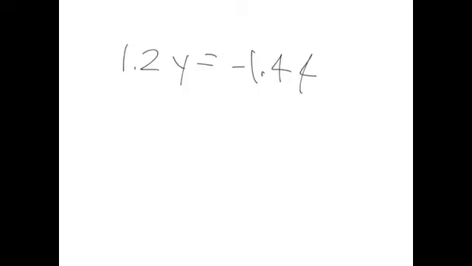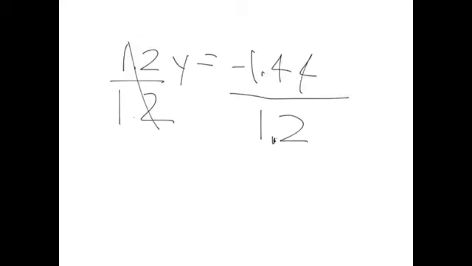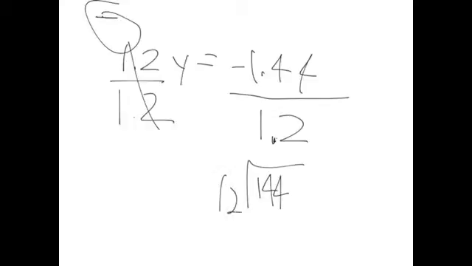So what you do first is you find out what's happening to Y. Y is being multiplied by 1.2. So to reverse multiply by 1.2, we have to divide by 1.2. Since that cancels each other out, over here, we have to divide by 1.2. And since this is a negative, we know the answer will be negative. So now we divide 144 by 12, and we know that is 12. So y equals 12.